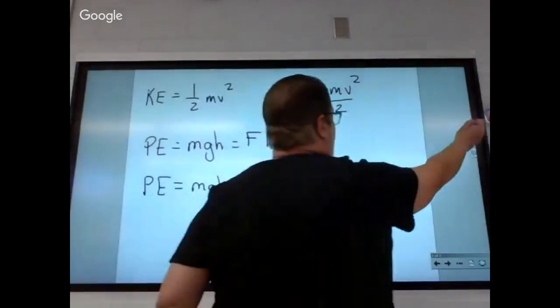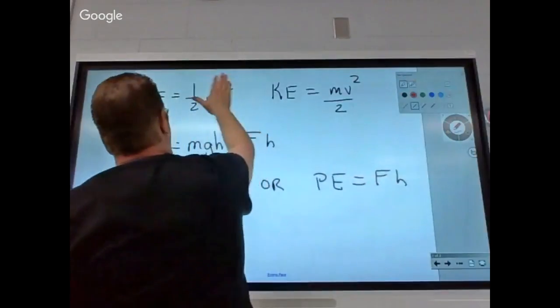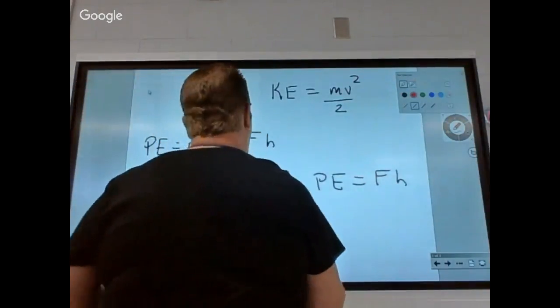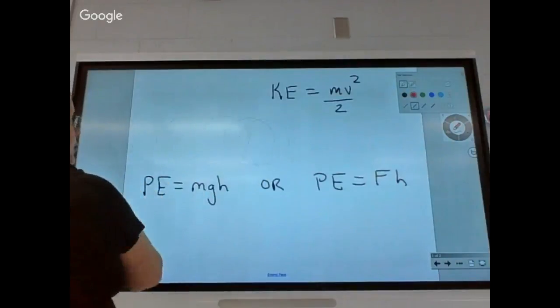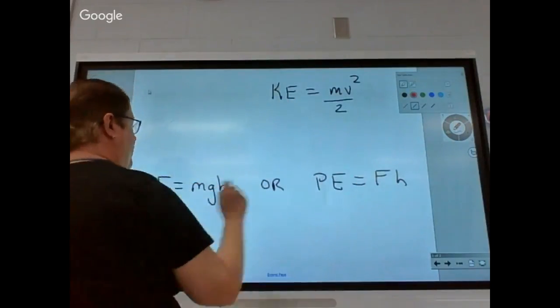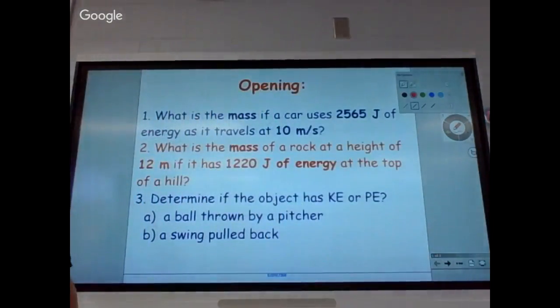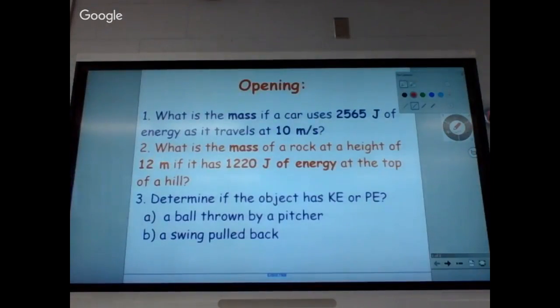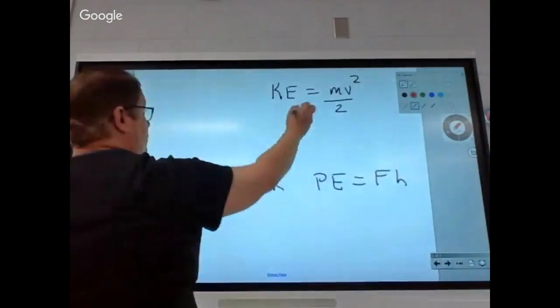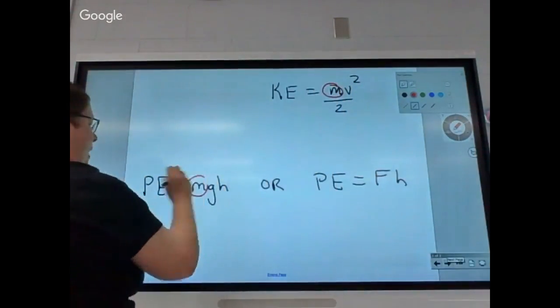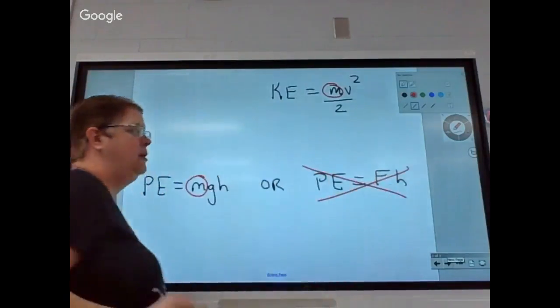Now, I'm going to erase this one because we're not going to use it that way. And I'm going to erase this. So we either have this one or we have one of these 2. So if I look back at number 1, what do I have? It wants mass. So both of these formulas have mass. This doesn't have mass, right? So I know I don't want that.